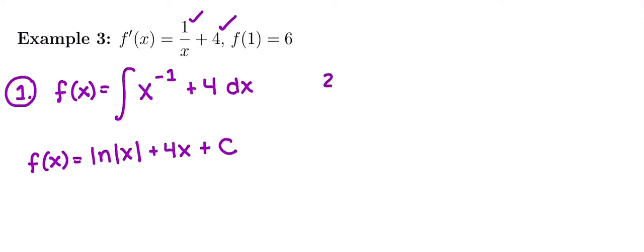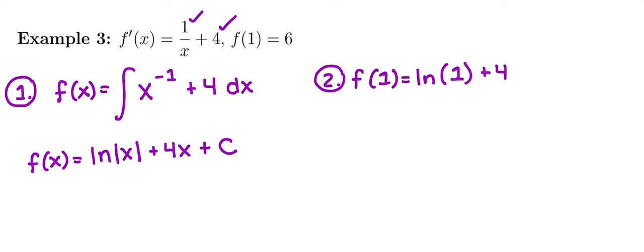So my second step is to find c by plugging in the point. So f of 1 is going to be the natural log. And since 1 is already positive, I don't really need the absolute value symbol there. Absolute value of 1 is 1, so we have ln of 1 plus 4 times 1 plus c equals 6.